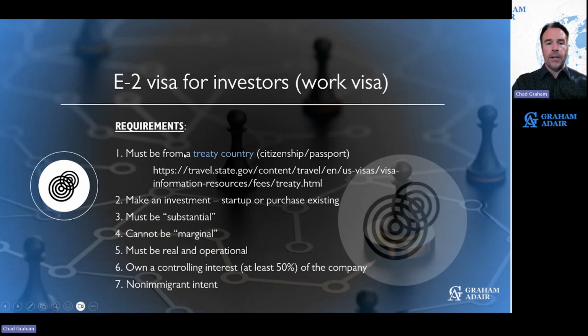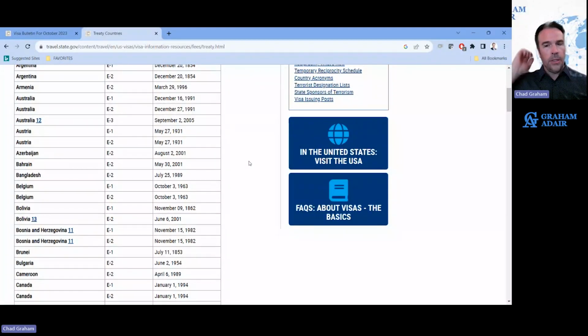Now, the first requirement here is that you have to be from a treaty country. I'm going to show you something on a different screen so you can see what I'm talking about and understand it. The first requirement is that you are from a country where there's an agreement with the United States that you can apply for an E2.